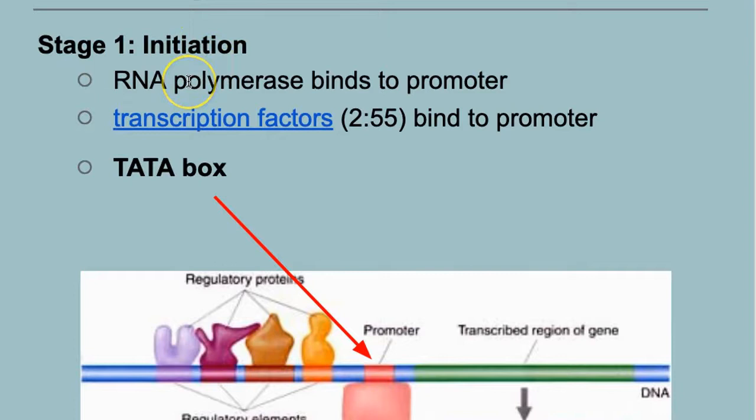So the first stage is obviously the RNA polymerase, which is the enzyme that's going to build the messenger RNA, needs to bind to the DNA. And on the sequence of DNA, there's a binding site. Remember, it's an enzyme, so there's a very specific binding site. And the binding site for the RNA polymerase on the DNA is called the promoter.